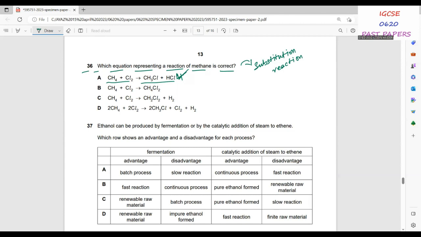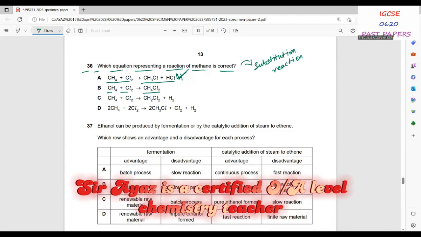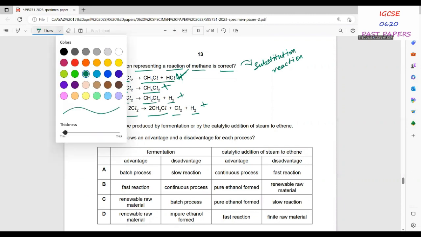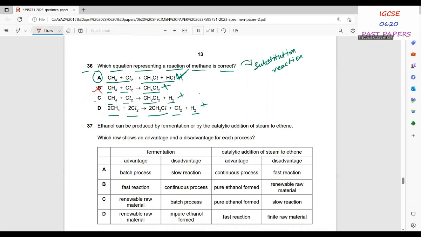B, CH4 plus Cl2 gives CH4Cl2. This is an addition reaction, so this is wrong. C, CH4 plus Cl2 gives CH2Cl2 plus H2. This is again wrong because the other product is HCl, and on the reactant side, it must be CH3Cl plus Cl2. So this is incorrect. D, 2CH4 plus 2Cl2 gives 2CH3Cl plus Cl2 plus H2. So this is also wrong. The only right choice is A here. All the other choices are incorrect.